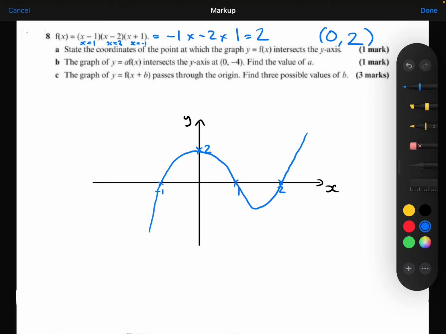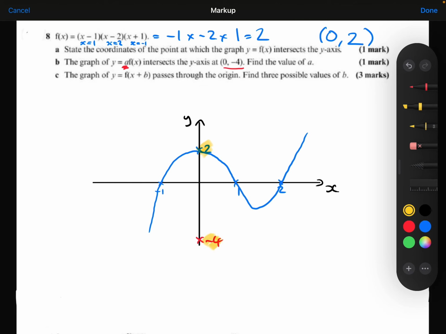The graph of y equals a f of x intersects the y-axis at the coordinate (0, minus 4). Find the value of a. So this a at the front, it's outside the function. It affects the y-coordinates. And it's a times f of x, so I am multiplying my y-coordinates by a. And it is now intersecting the y-axis at (0, minus 4).